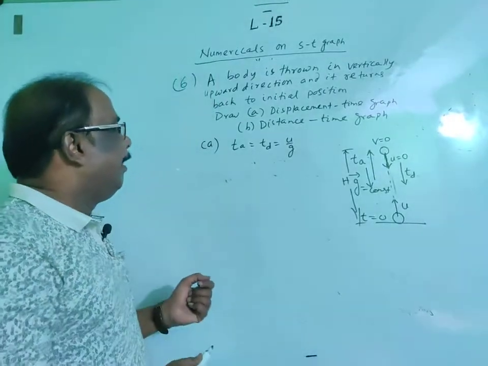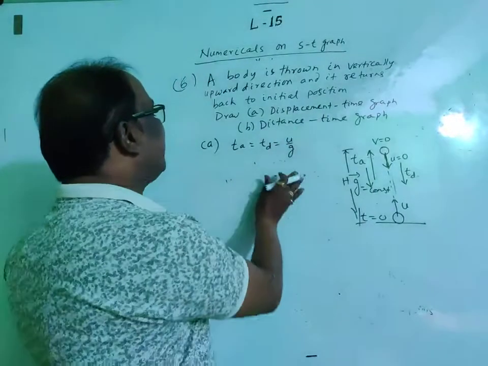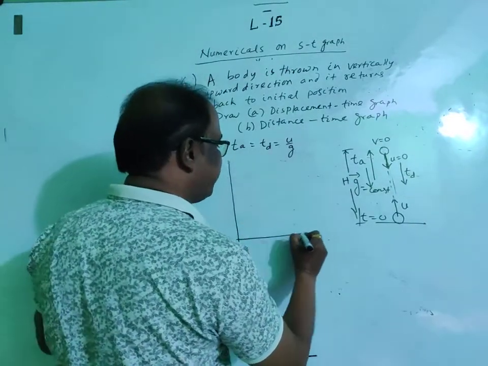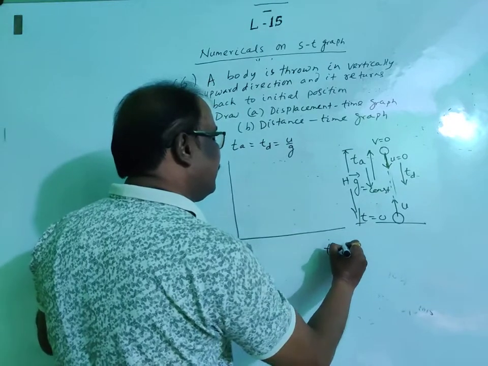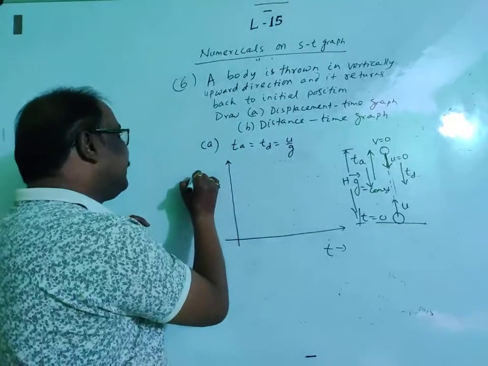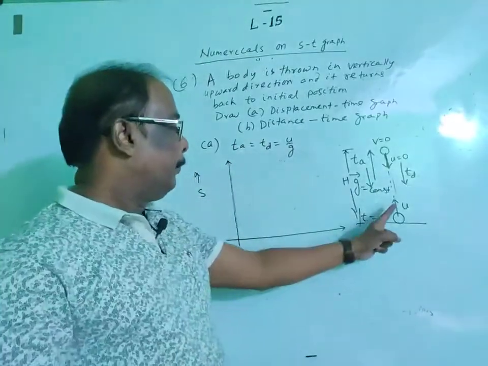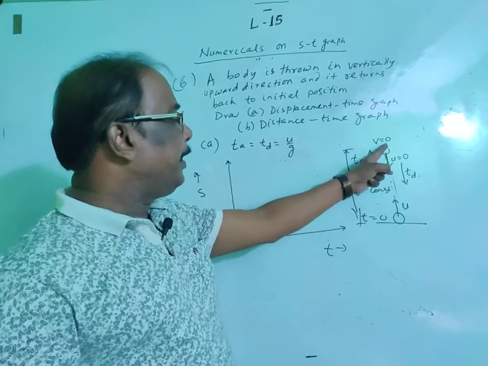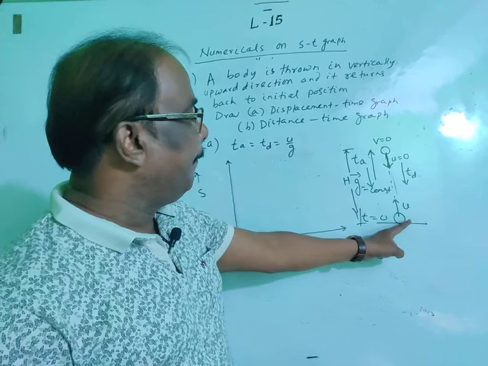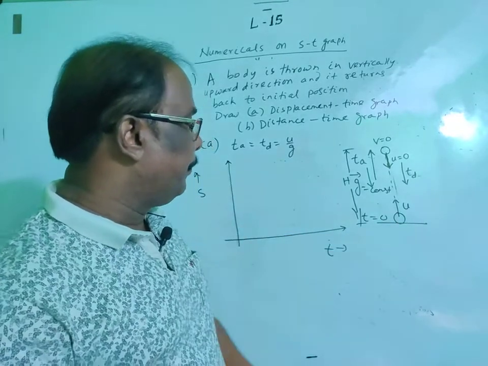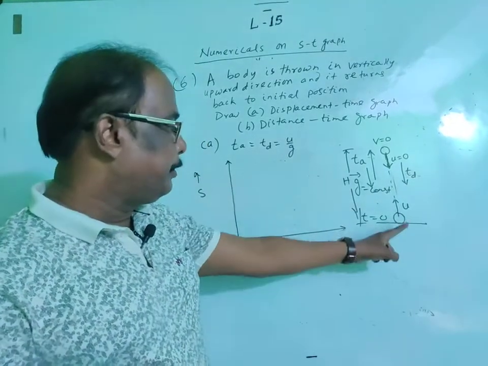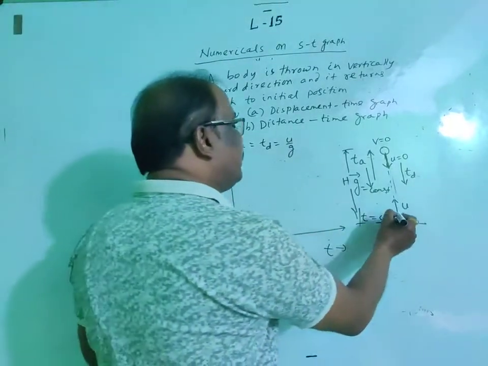Here we have to draw the displacement time graph. You just see, first bit. Along the x-axis we have represented variation of time, along the y-axis we have represented variation of displacement. See, when the body is thrown in vertically upward direction, its velocity is u, and its position is 0.